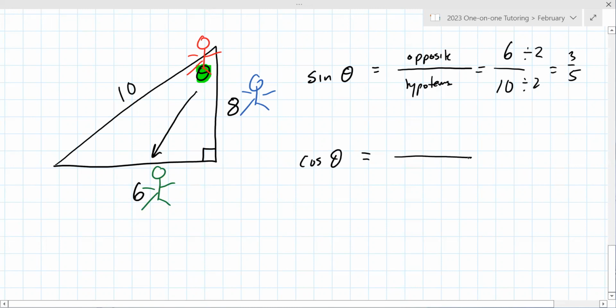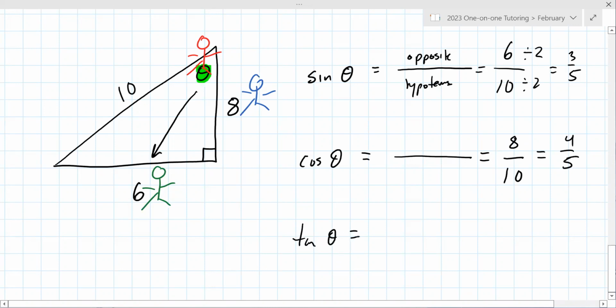Also the adjacent over hypotenuse, that is going to be 8/10. Is that your final answer? 8/10. That right there is going to be 4/5. Good. How about the tangent of theta?